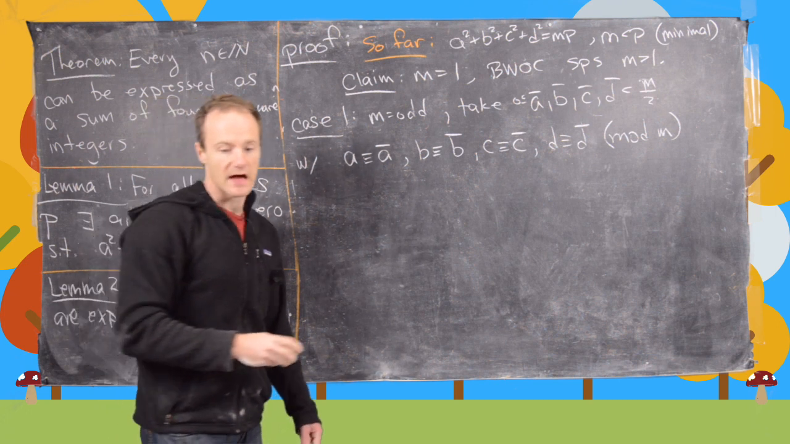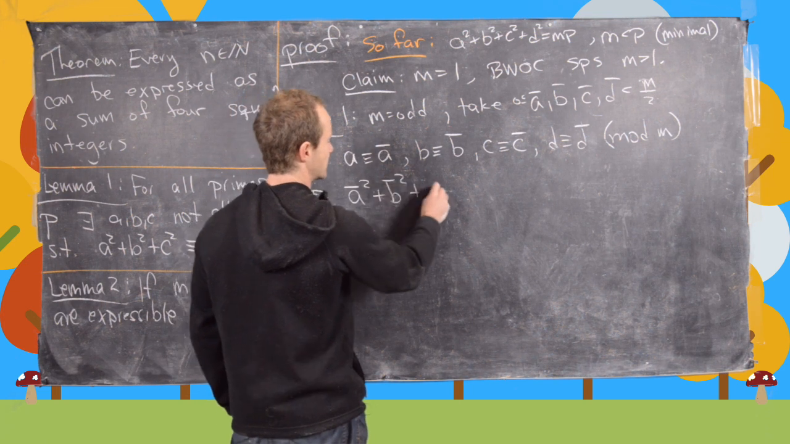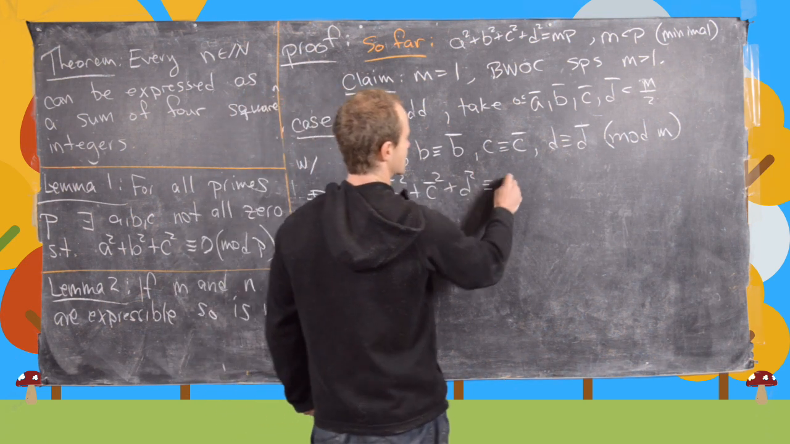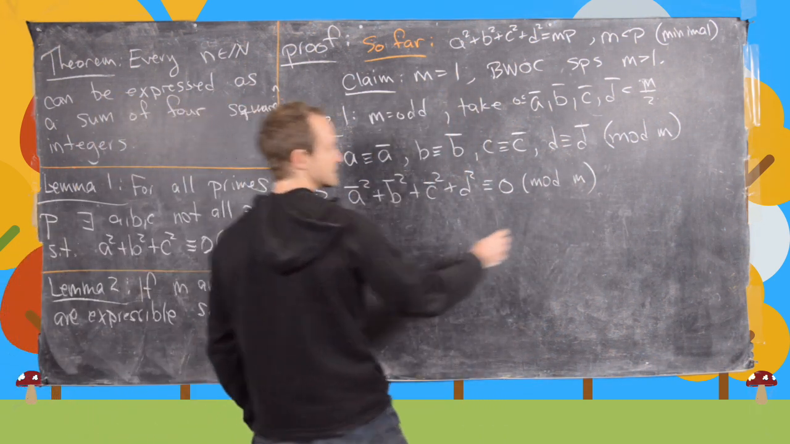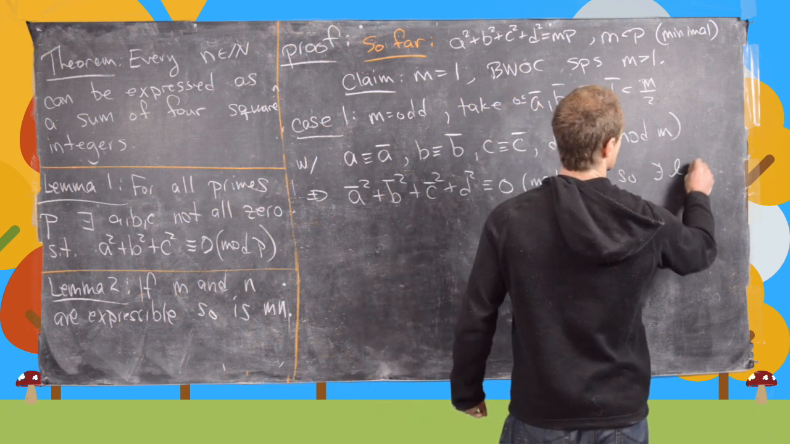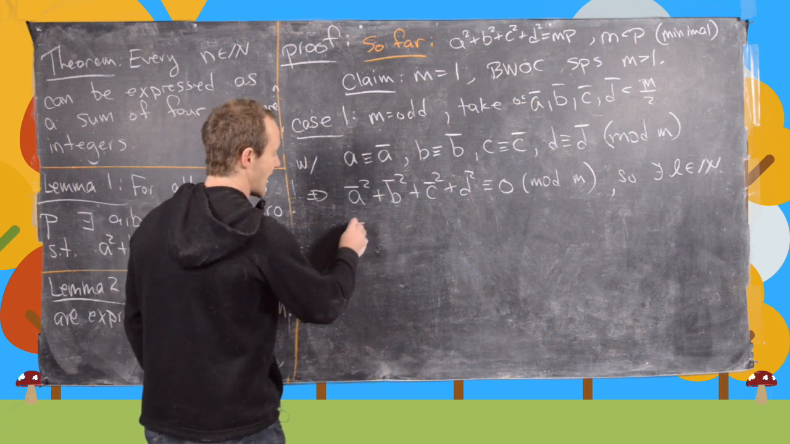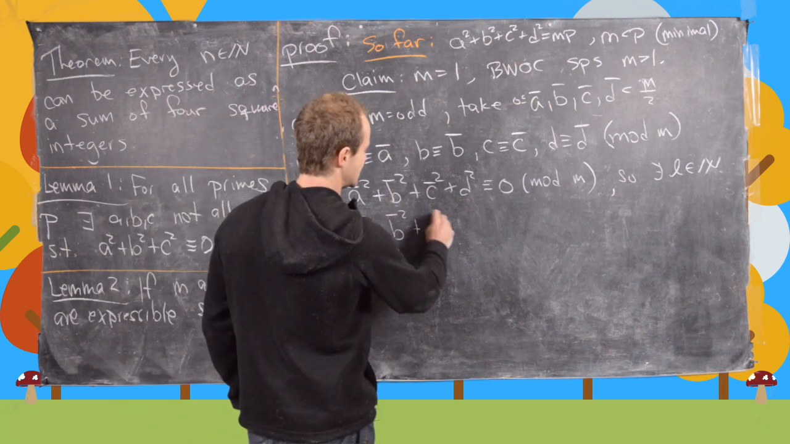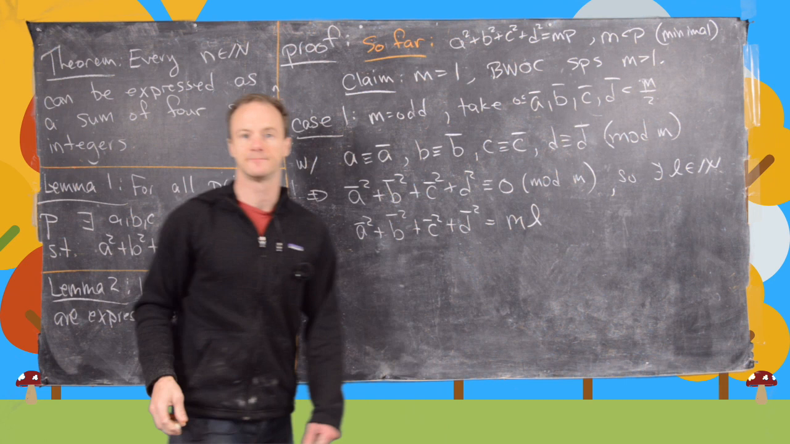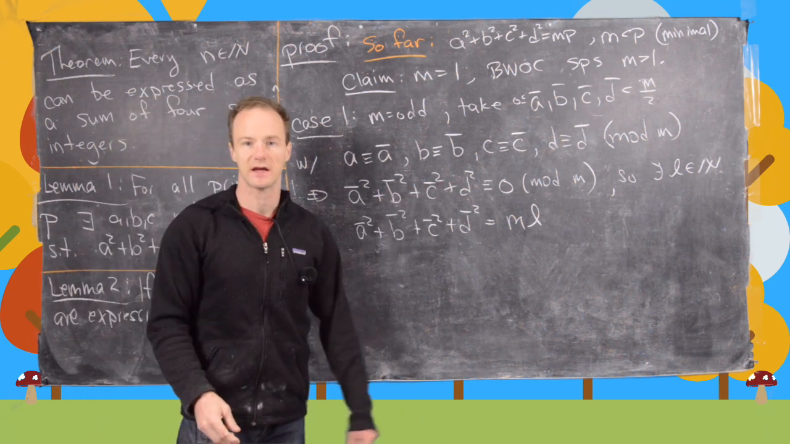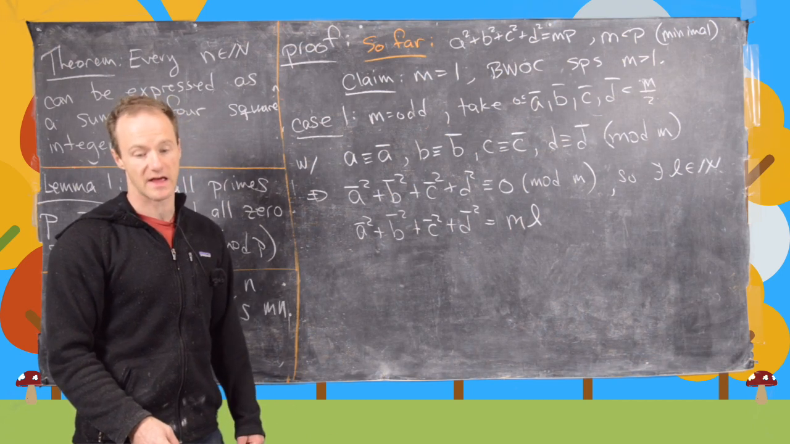Okay, good. And now notice that gives us the following equation. We have a hat squared plus b hat squared plus c hat squared plus d hat squared is congruent to 0 mod m. But that tells us there exists some natural number L such that a hat squared plus b hat squared plus c hat squared plus d hat squared is equal to m times L. Again, that's the definition of being congruent to 0 mod m, that you're a multiple of m. So this is the Lth multiple of m.